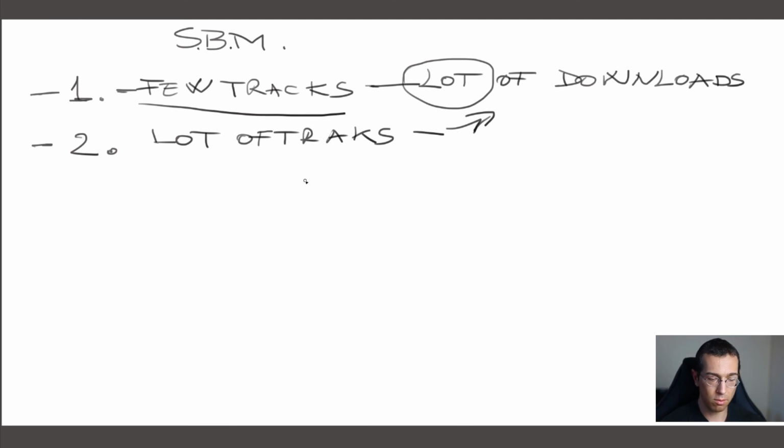So I hope this was informative and you now understand the difference between the two models, the subscription-based model and the one-to-one business model.